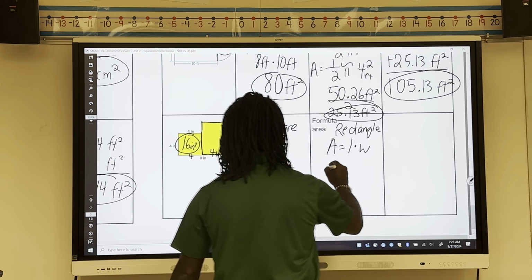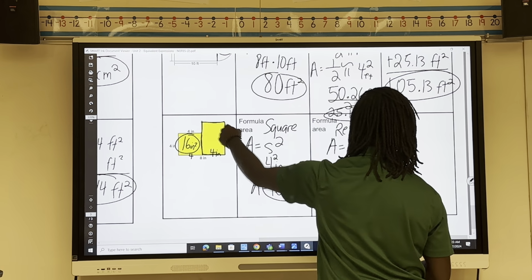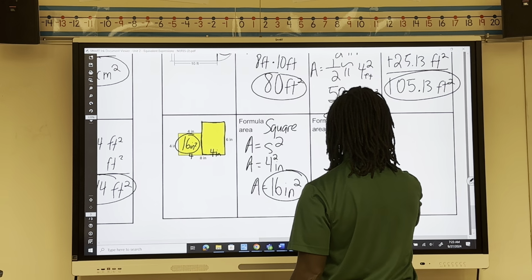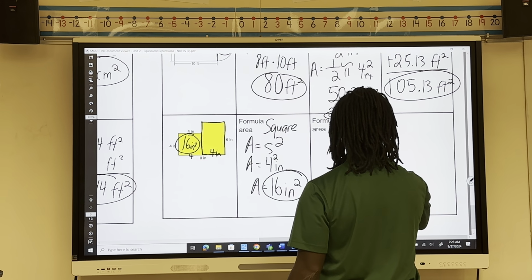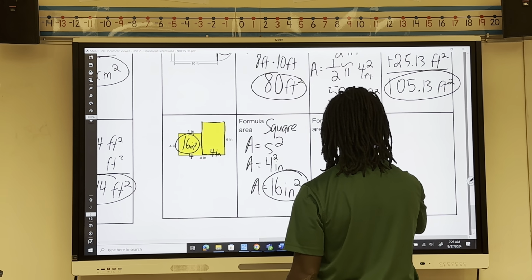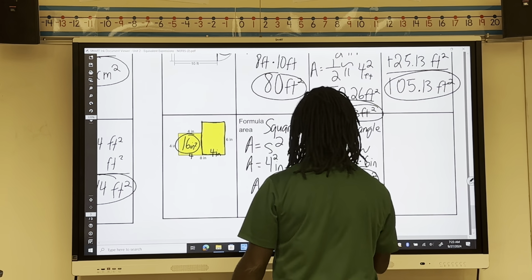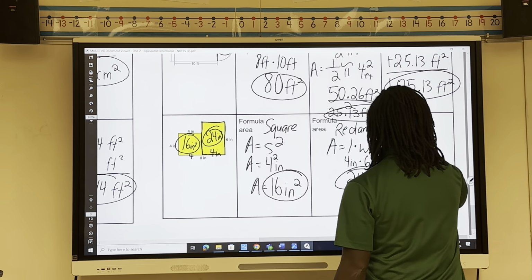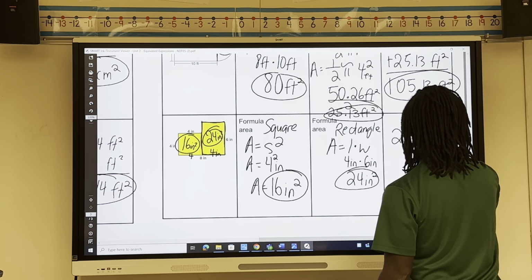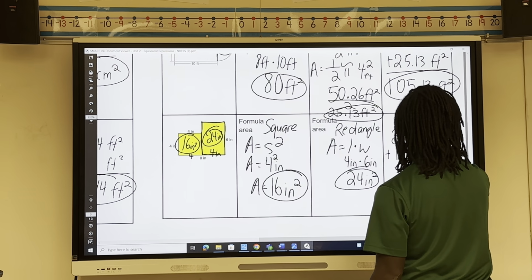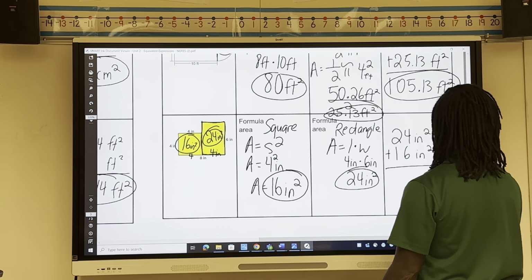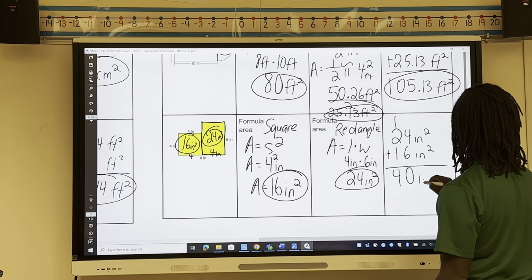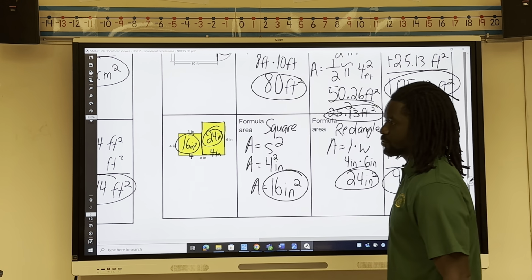Okay, so for the area of this rectangle, it is length. The length is 4 inches. The width is 6 inches. Multiply that, I get 24 inches squared. Okay, 24 inches squared, and so then I add them up. 24 inches squared plus 16 inches squared, and I get 40 inches squared as my grand total.